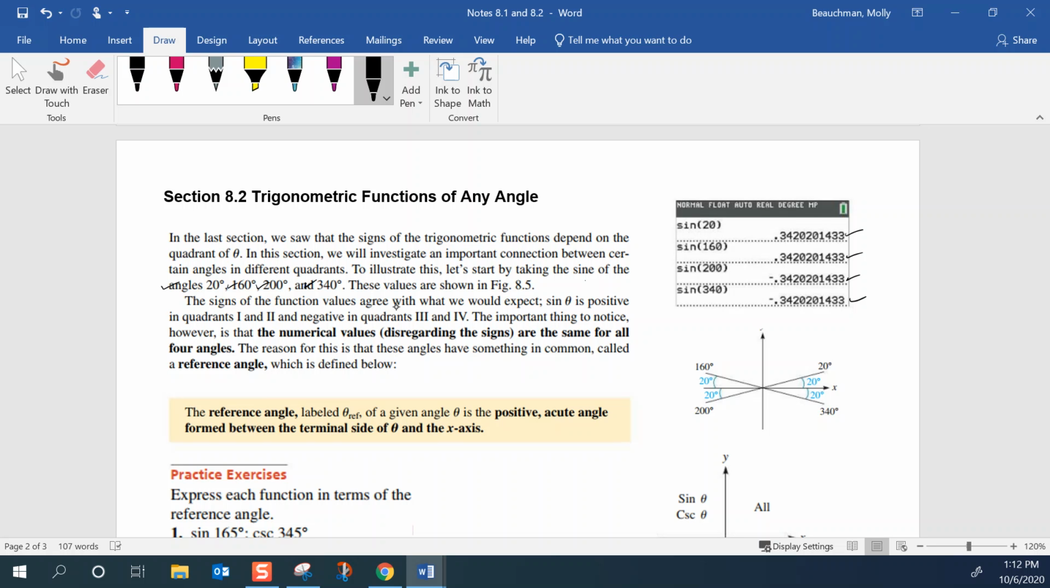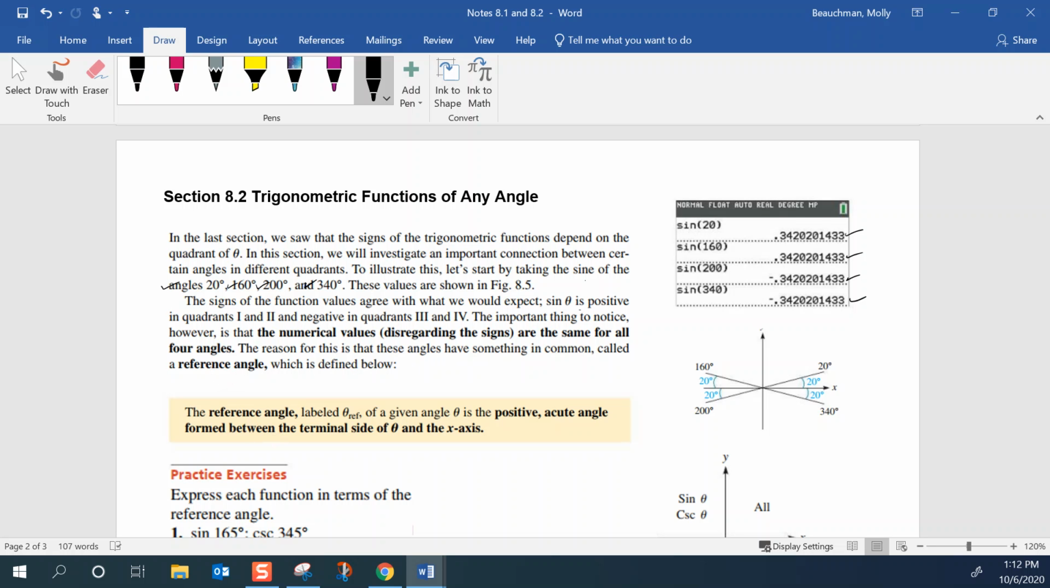So the signs of the function values agree with what we would expect. Sine is positive in quadrants 1 and 2, and it's negative in quadrants 3 and 4. The important thing to notice is that all the numerical values, disregarding signs, are the same. And the reason is that these angles have something in common called a reference angle.